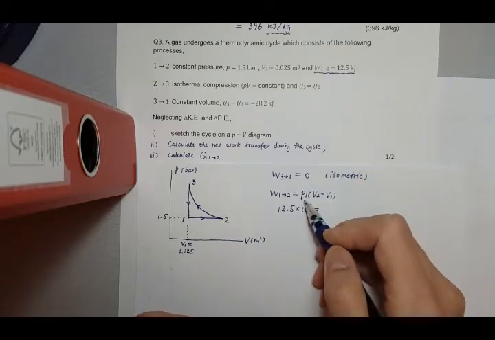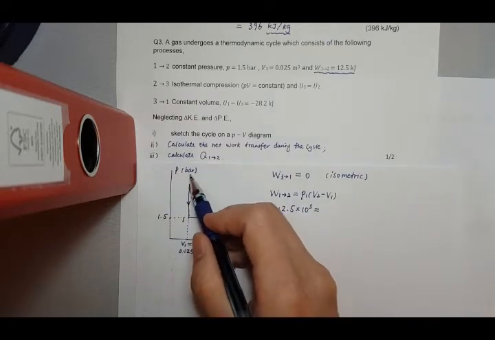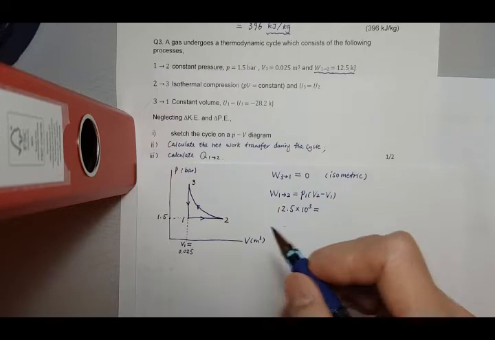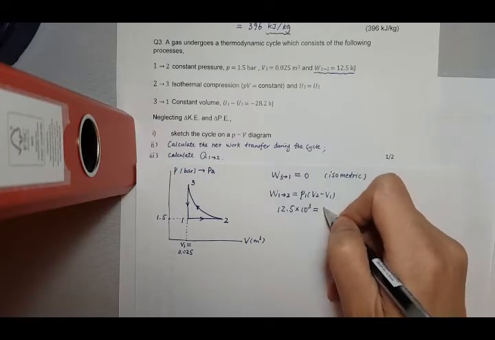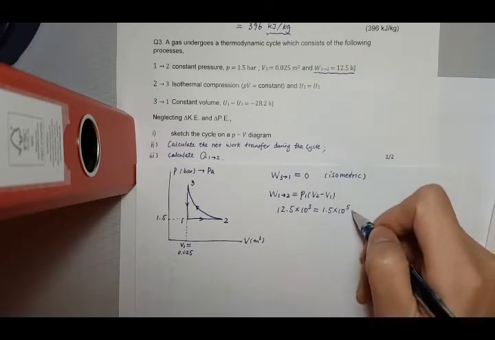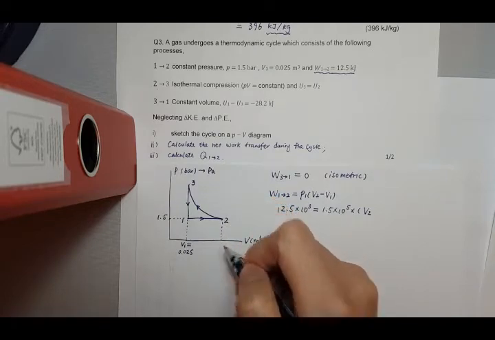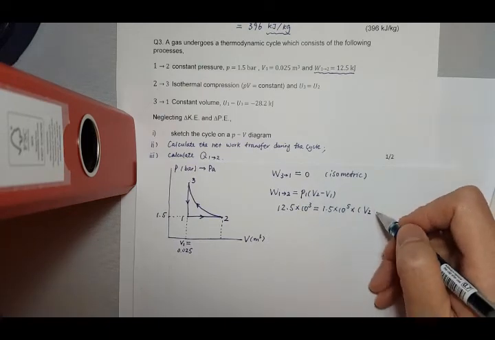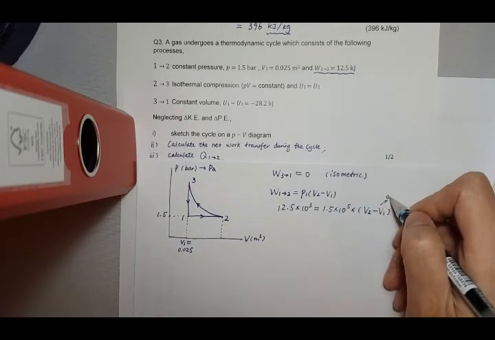Pressure. So pressure for 1 here is 1.5. You can see the y-axis is in units of bar, and bar is not an SI unit, so we need to convert that to Pascal, which is the SI base unit, by times 10 to the power of 5, times V2. V2 here has not been given. This is why we need V2 to calculate the following questions. So it's subtract V1. V1 has actually been given, 0.025.